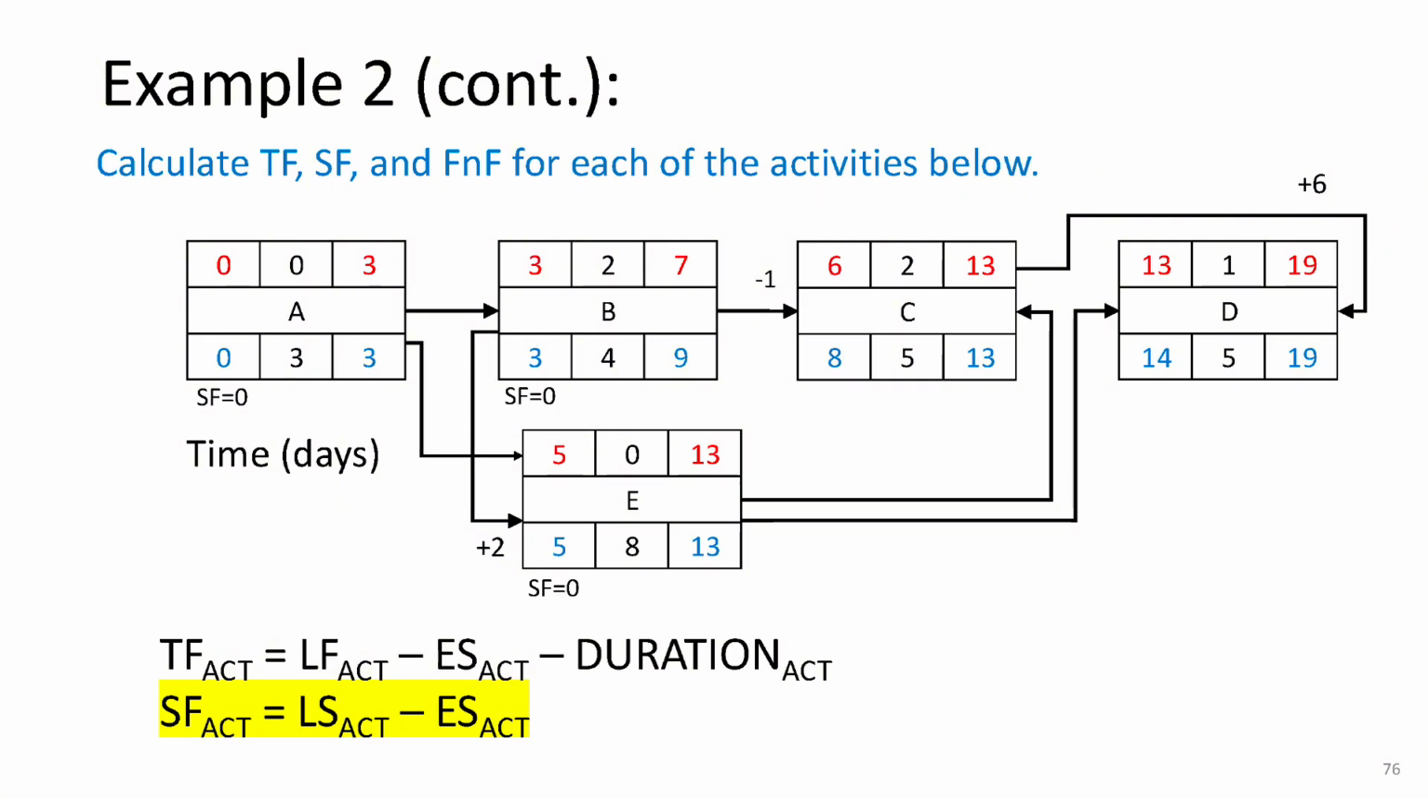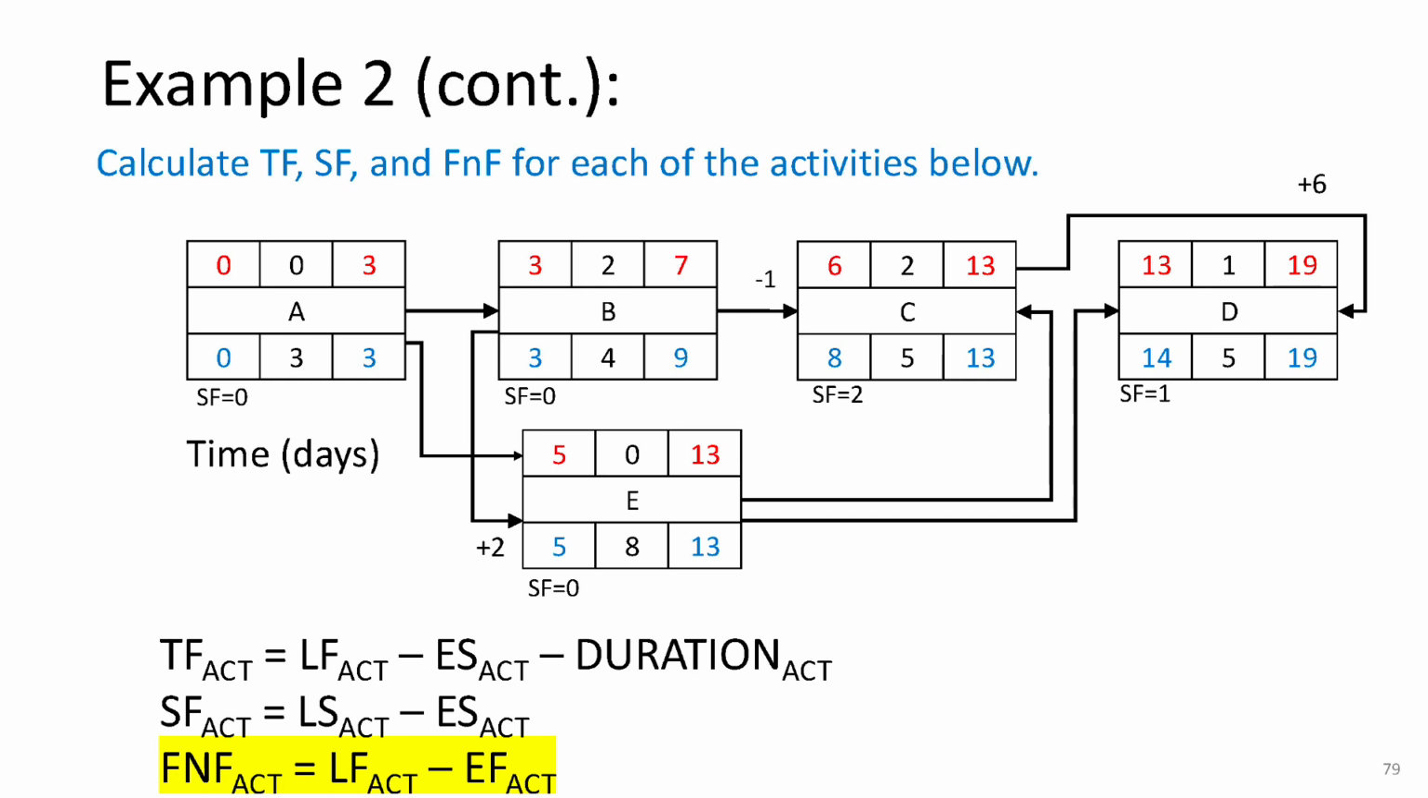Now, let's apply this to activity B. 3 minus 3 gives us 0. Since the start float is 0, the start of B is critical as well. What about activity C? 8 minus 6 comes out to 2. This tells us that the start of activity C can be delayed by up to 2 days without impacting the project timeline. Using the same approach, we find the start float for activities E and D to be 0 and 1, respectively.